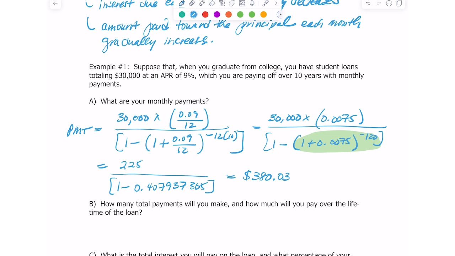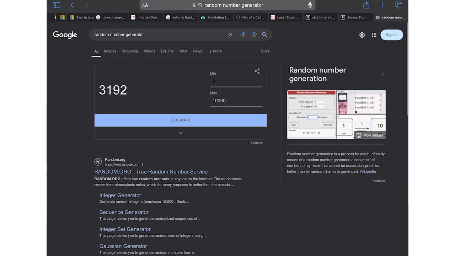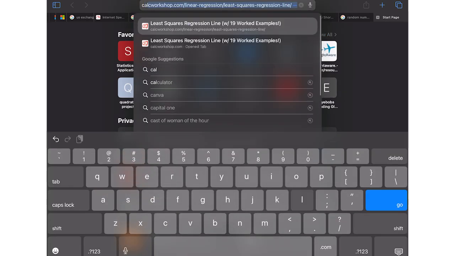Feel free to use a calculator if you would like. There's a really good one called calculator.net.